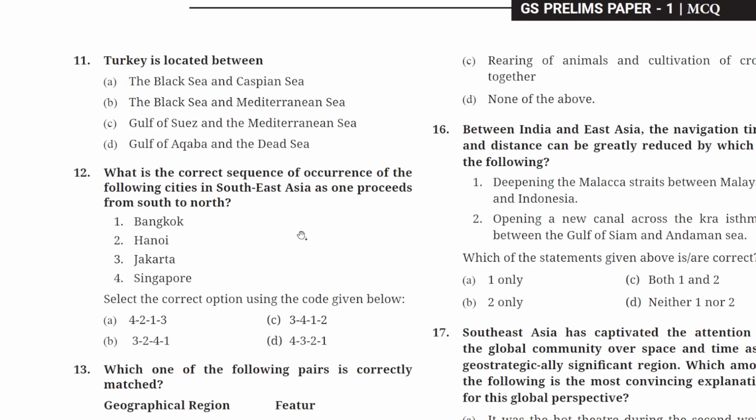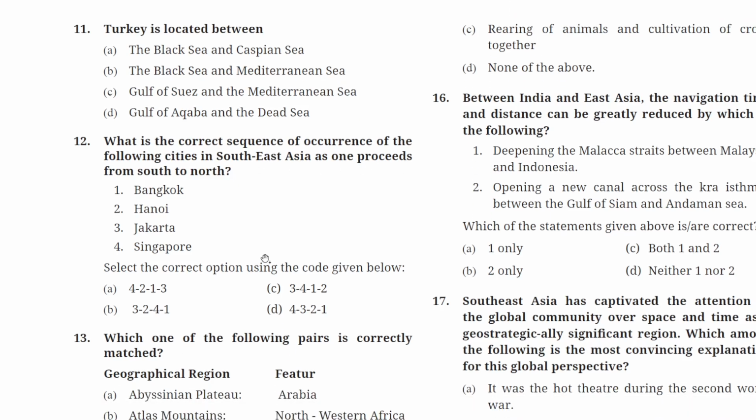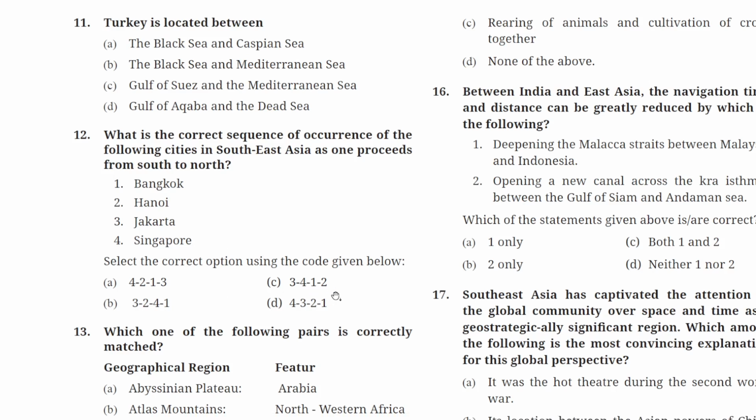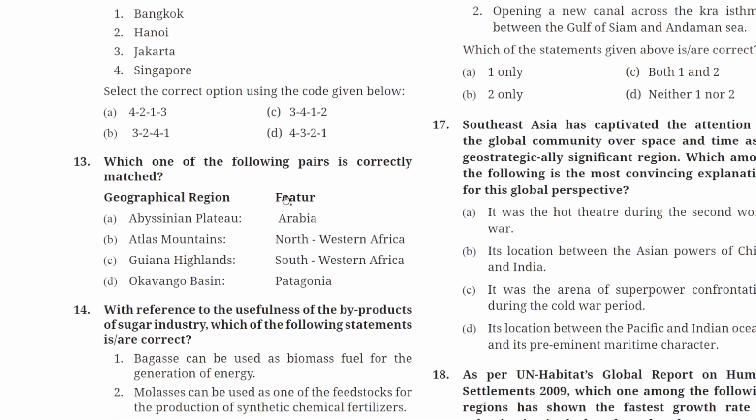What is the correct sequence of occurrence of the following cities in Southeast Asia as one proceeds from south to north? Question number 12. It is C, that is Jakarta, Singapore, Bangkok, and Hanoi. Very important. Question number 13. Which one of the following places is correctly matched? Atlas Mountain is correctly matched, because Abyssinia is in Ethiopia, Guyana Highlands in northwestern South Africa, and Okavango Basin in southwestern. So basically, only answer B is correct.